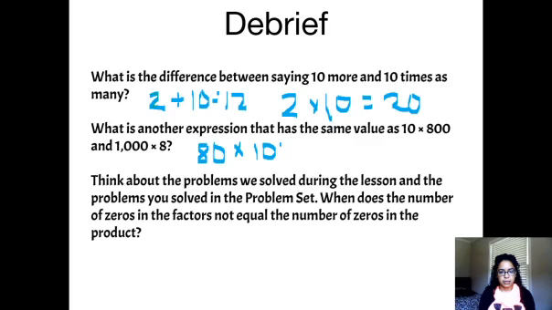And that will give us 8,000. So think about the problems you solved during the lesson and the problems you solved in the problem set, which you haven't done yet. When does the number of zeros in the factor not equal the number of zeros in the product? So the only thing I can think of is right here.